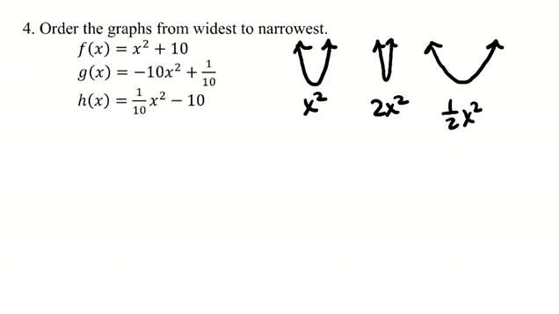Okay, so we've got x squared, a negative 10x squared, and a 1/10 x squared. Whether it opens up or down, that's not really impacting how wide or narrow it is. So from widest to narrowest, the widest is going to be the one with the 1/10. So h of x is the widest, then regular x squared would be the middle, and then the negative 10x squared is going to be the narrowest. It's going to open downward, but it's still going to be really narrow.